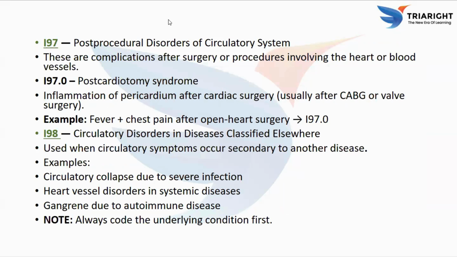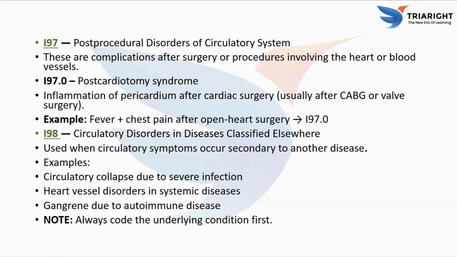And then I97, post-procedural disorders of the circulatory system. These codes are used for the complications that happen after a heart or blood vessel surgery. What are examples of procedures that may lead to I97 conditions? It is CABG, bypass surgery, valve replacement, any heart surgery, or any major vascular surgery.